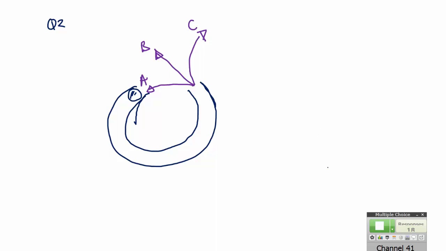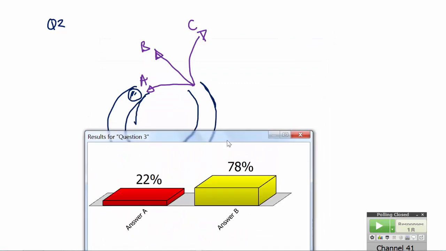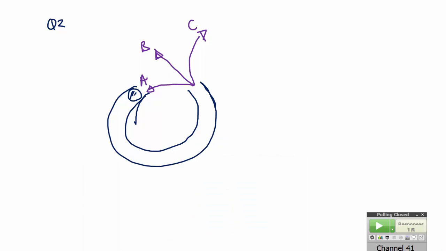All right, I'm ending the vote now, please. Okay, let's see, interesting. 22% of the class feel that the ball will follow path A, and 78% feel the ball will follow path B. So the class is split between A or B, but the right answer is B.